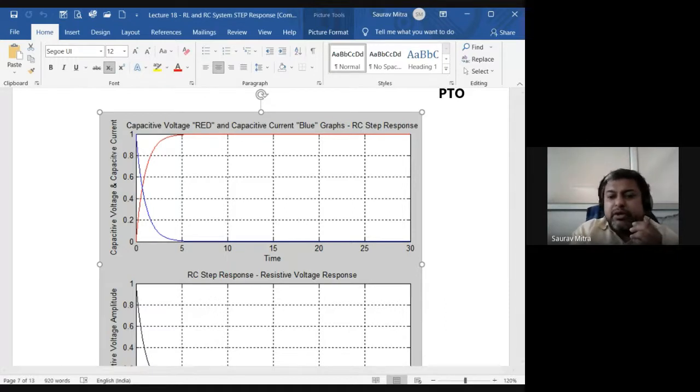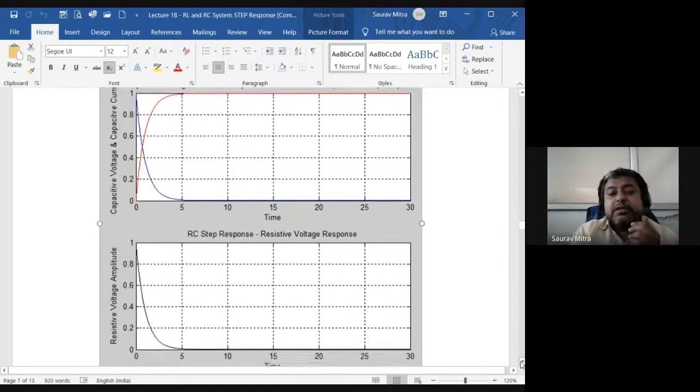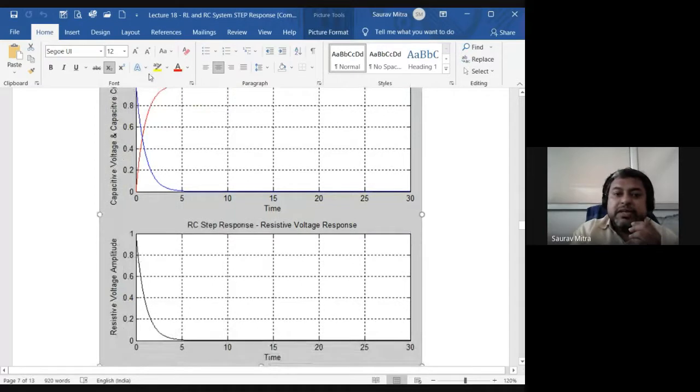Okay, and below you are finding that this is the current across the resistor. So circuit current is also falling. Why is circuit current falling? Because capacitance impedance is increasing. Initially capacitance impedance was 0, circuit resistance was only R. As time is going by, the impedance of the circuit is increasing, and at t equal to infinite, circuit impedance is equal to infinite. That means circuit current will become 0.